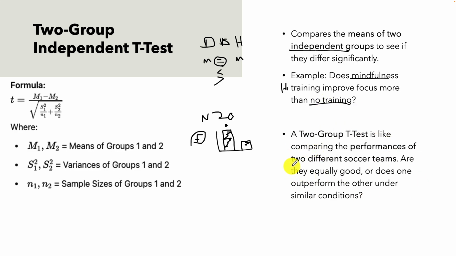And then here's just another analogy. So a two-group t-test is like comparing the performance of two different soccer teams. Are they equally good, or does one outperform the other under similar conditions? So that would be an example of a t-test.